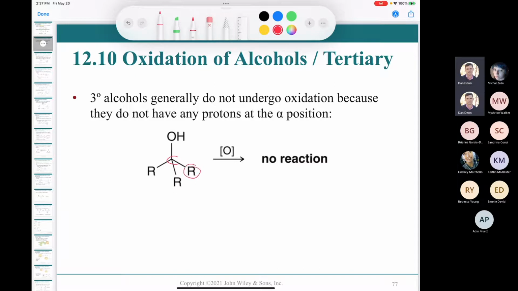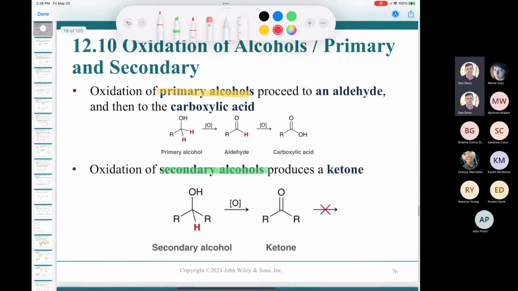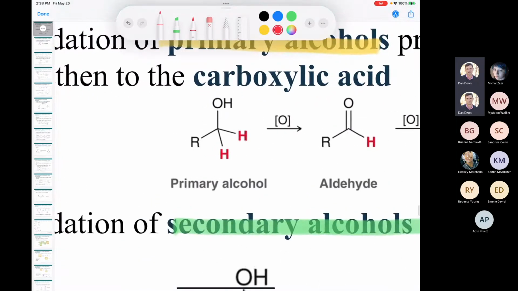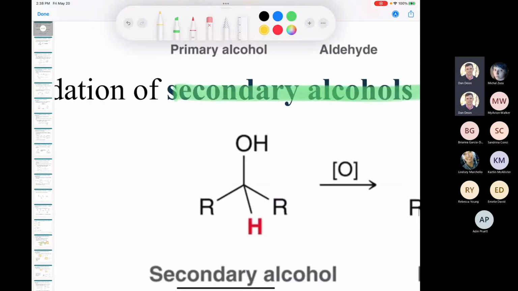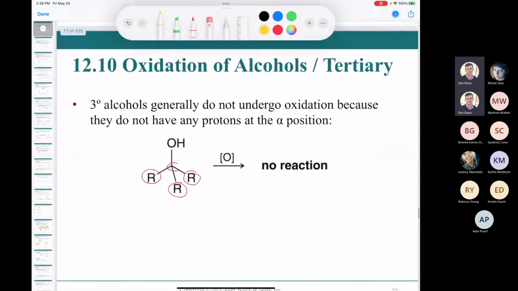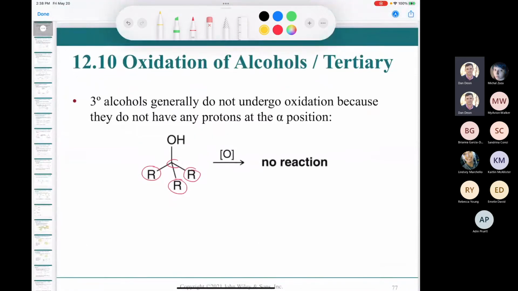You see that we only have R groups attached to the alpha carbon, whereas if you look at a primary alcohol, it has 2 hydrogens attached to the alpha carbon, and a secondary alcohol has 1. So again, I repeat that when you have 0 hydrogens attached to the alpha carbon, oxidation will not occur.